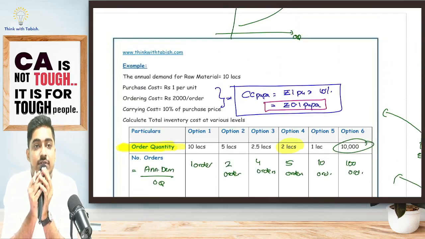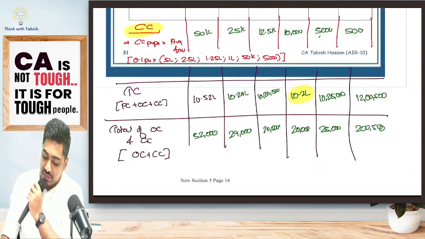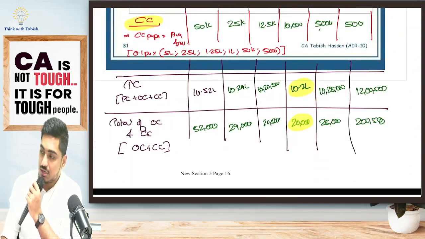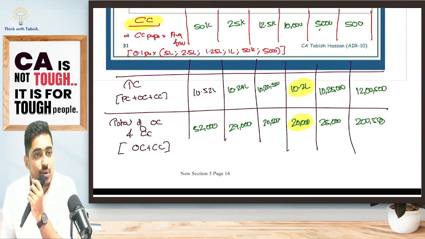Yes or no, everyone? Perfect. That means my most economic ordering quantity is going to be 2 lakh units. Perfect. Same option can I also take by just considering ordering and carrying cost? Yes, sir, because purchase is same only and everywhere it is 10 lakh. Yes or no, everyone? Perfect.